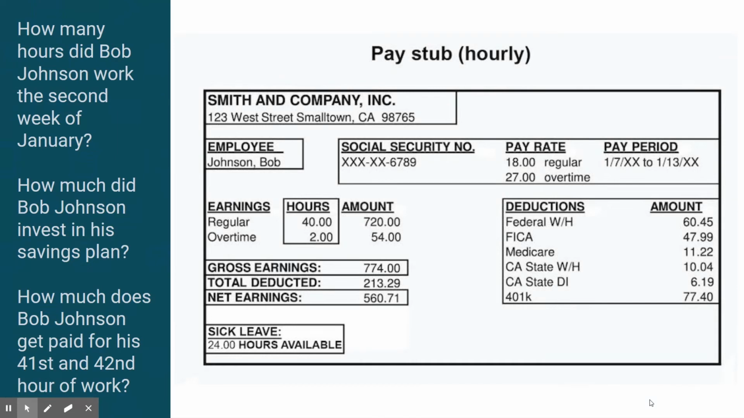We have another paycheck stub here that we can also look at and work with our vocabulary. So how many hours did Bob Johnson work the second week of January? You'll have to look at that. How much did Bob Johnson invest in his savings plan? And how much does Bob Johnson get paid for his 41st and 42nd hour of work? The answers are in your slides after you've answered the questions.